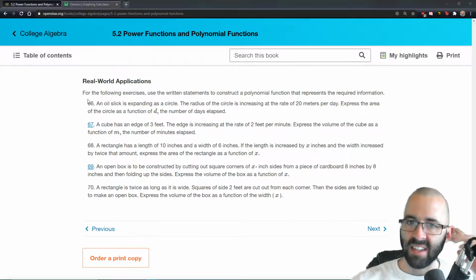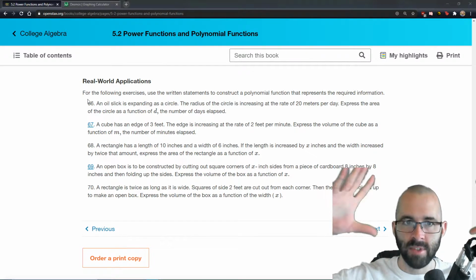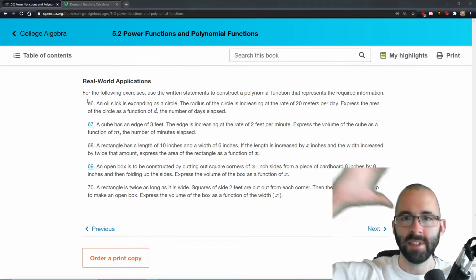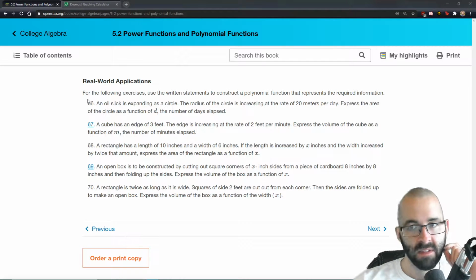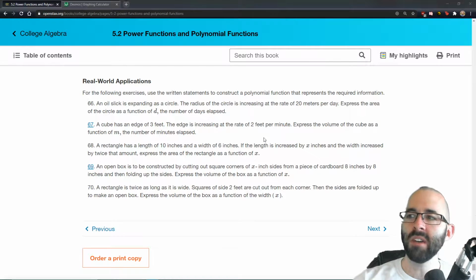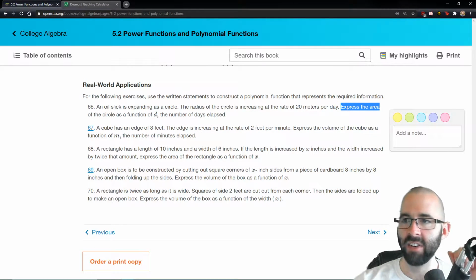An oil slick is expanding as a circle. So, you spilled some oil and it is expanding. The whole circle is expanding. And the radius of that circle is increasing at a rate of 20 meters every day. Express the area of the circle as a function of d, the number of days. So we need to find the area, right? That's what it says. Express the area. Let's find that area. Okay?